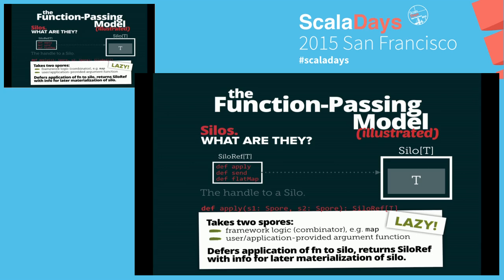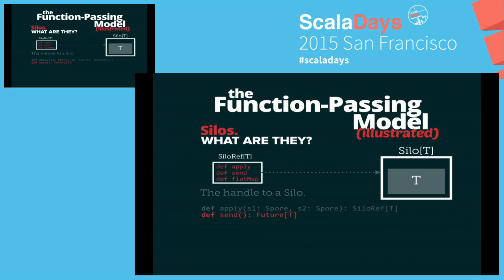And what it takes is these two spores. In this example, just imagine one is framework logic, like the actual map logic, and the other is the function that you would pass to a map. The idea is that it defers the application of that function until you actually eagerly send it over the wire. And this silo, like I showed in the earlier illustration, eventually gets materialized.